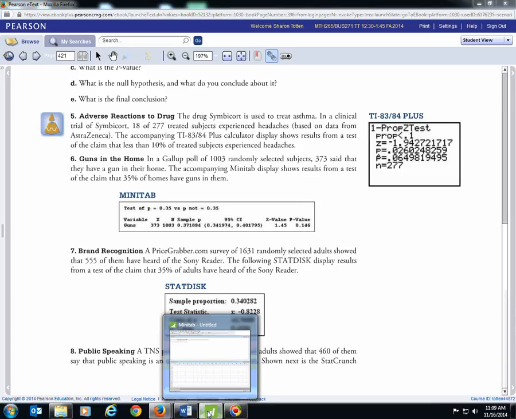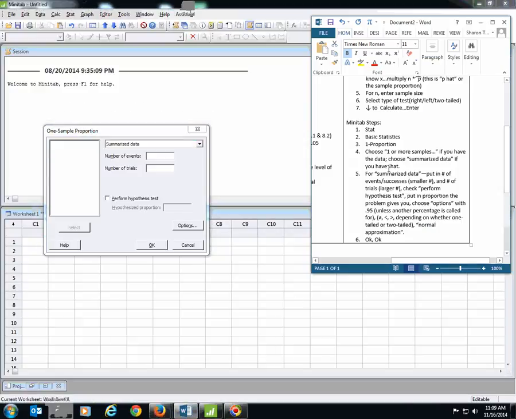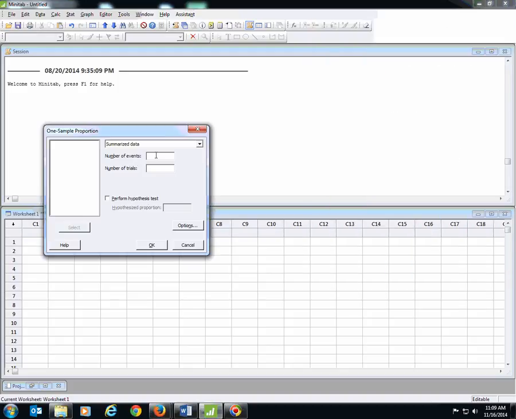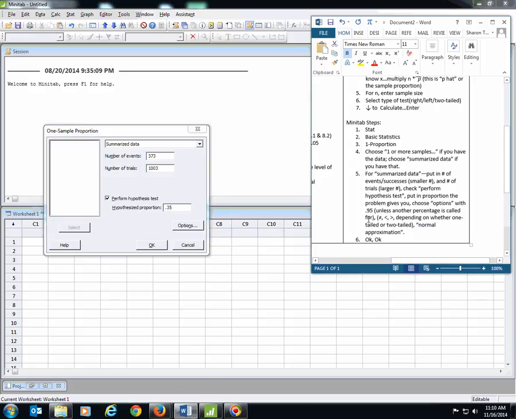When we go back to our Minitab and our Word document, for the summarized data, we're going to put in the smaller number first. That's going to be our number of events, and that means the number of successes. So from our text, we had 373, and then the total number of trials was 1003. Now you want to perform your hypothesis test, and you've got to use the percentage that you're given, which for us was 35%.